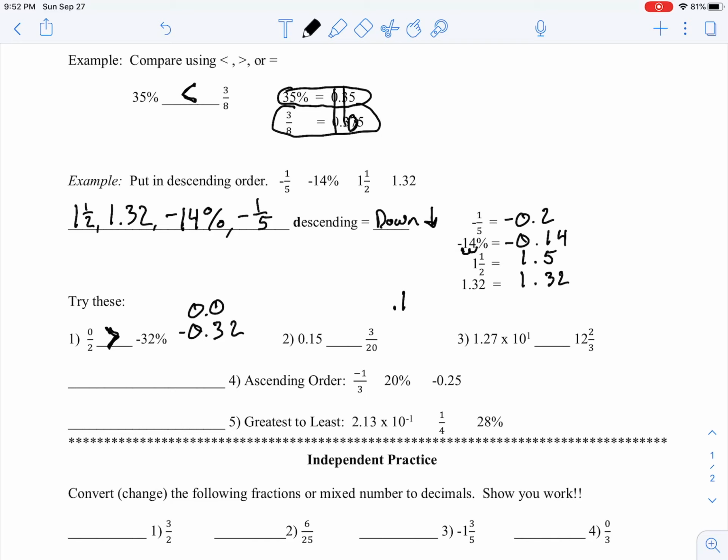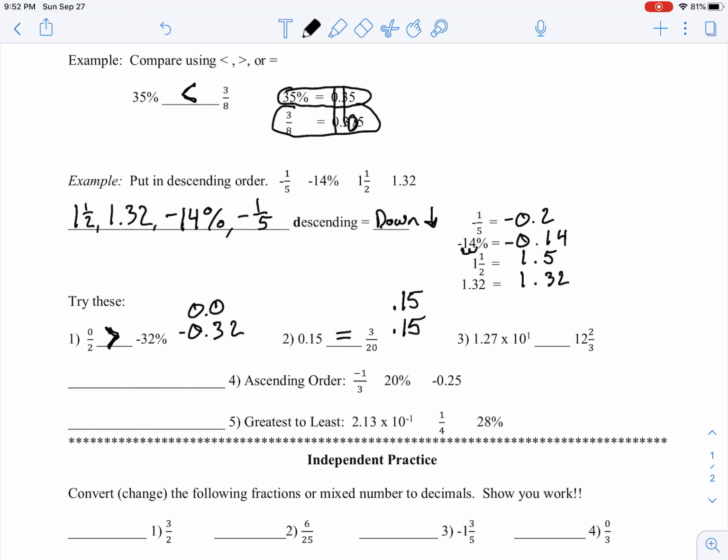So we've got 0.15 it gives us here. We want to turn everything else into a decimal, so 3/20 is going to be 0.15. Well, when we have these in decimals, we notice that these two numbers are equal.